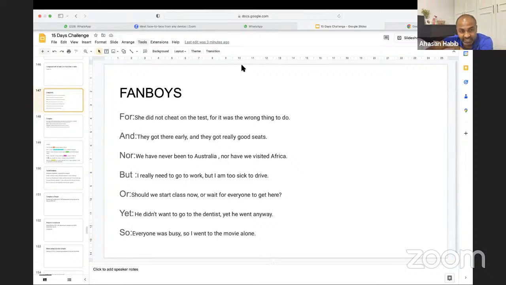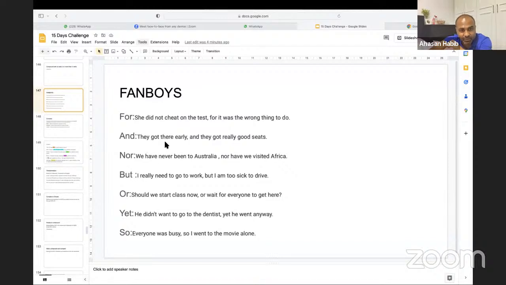So when you see these types of words, that means it should be a compound sentence. Now I have given some examples just to make you understand, and I'm going to read them for you. For: she did not cheat on the test, for it was the wrong thing to do. So for the sentence, fanboys, right? She did not cheat on the test, for it was the wrong thing to do.